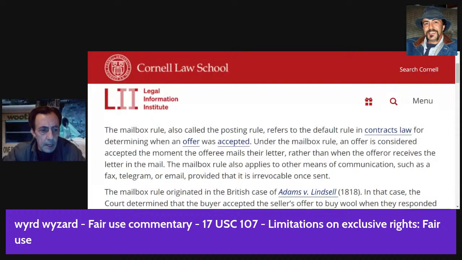But I do know that the mailbox rule, also called the posting rule, refers to the default rule in contract law for determining when an offer was accepted. Under the mailbox rule, an offer is considered accepted the moment the offeree mails the letter, rather than when the offerer receives the letter in the mail. That's because the United States Postal Service is the registered agent, and that is called service. Now, whether he fulfills his service is up to him.